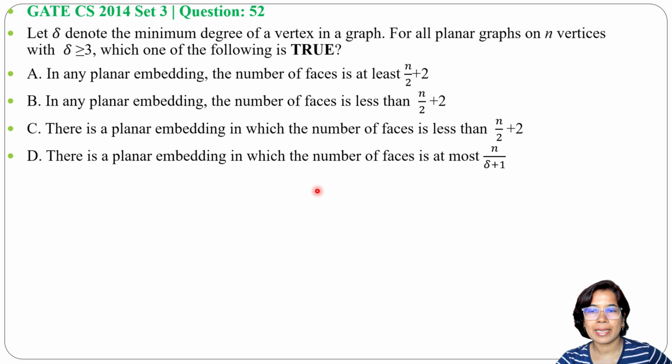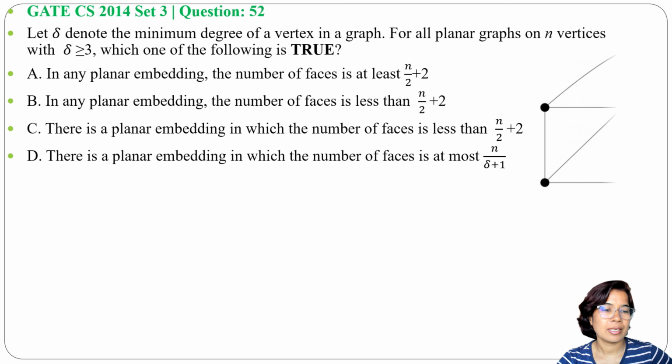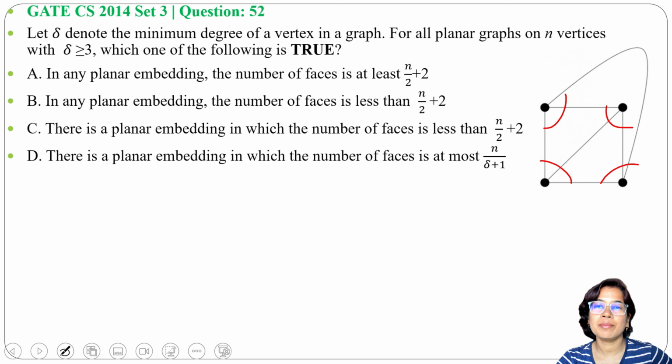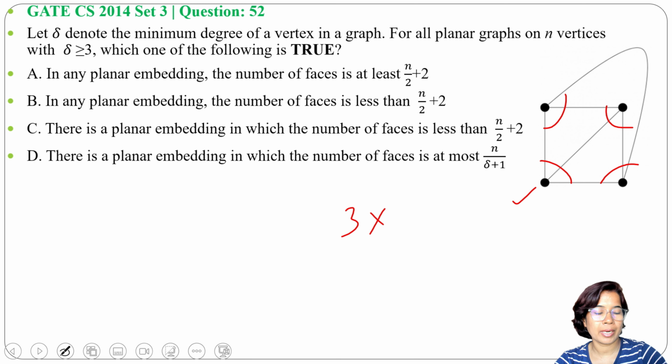So here it's saying minimum degree should be 3. It can be 3 or more than 3. Let me take a graph example. In this graph, every vertex's degree is 3. Degree 3 means it has 3 adjacent vertices. And we know the sum of degree theorem: sum of degree equals 2 multiplied by e. So in this case, sum of degree will be 3 multiplied by n, or you can multiply with 4, as here 4 vertices are there, equals 2 into e.